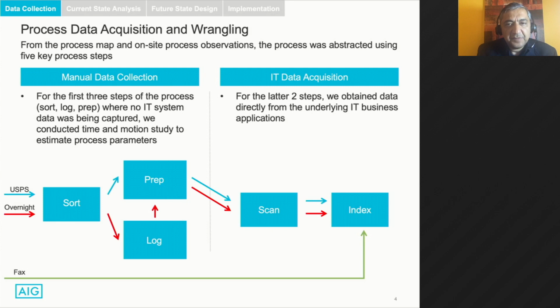Now, once the document has been scanned and it goes into a digital format, from that point onwards, the underlying business application is capturing a lot of the event data and other attribute data. So the data quality becomes very rich once the document goes into a digital form. So we had a mixture of 2 types of data. One was the manual data, and the other one was the IT data.